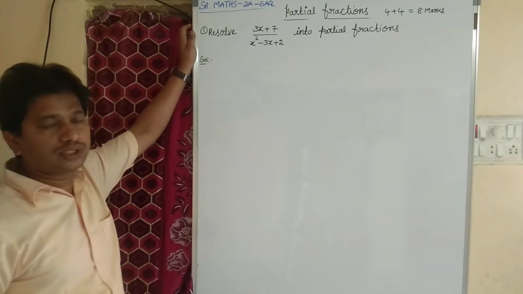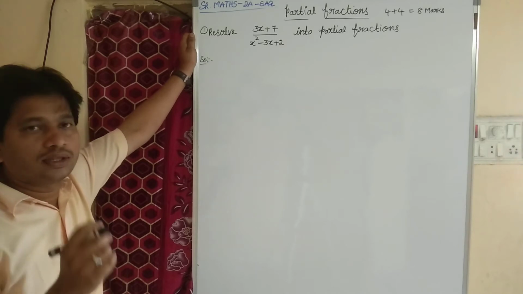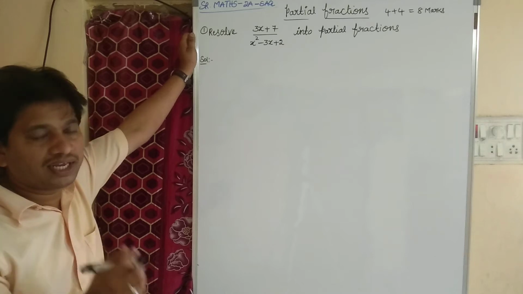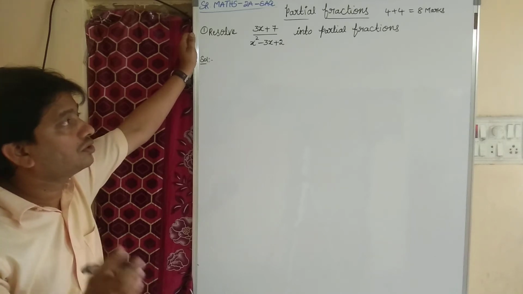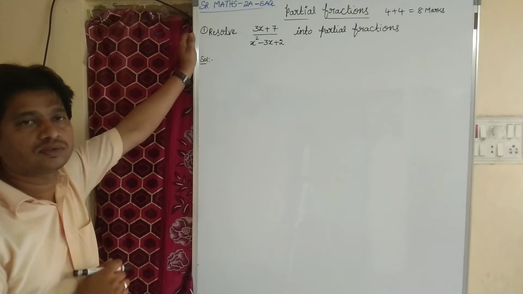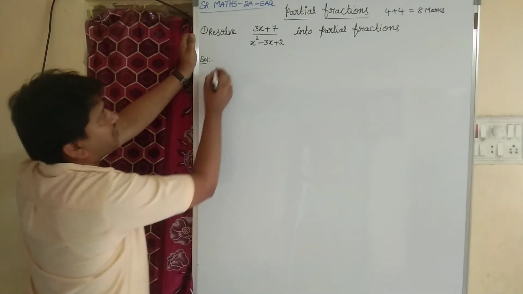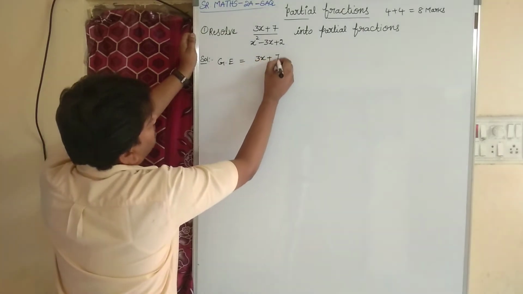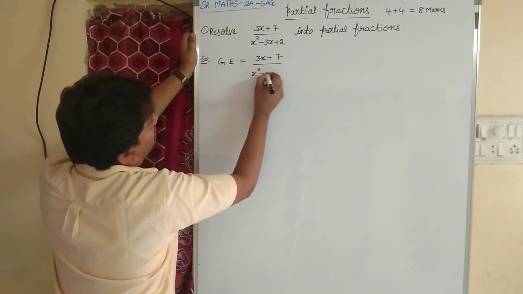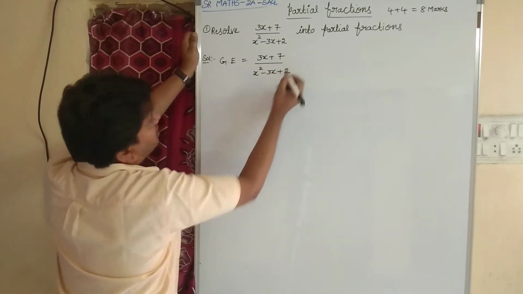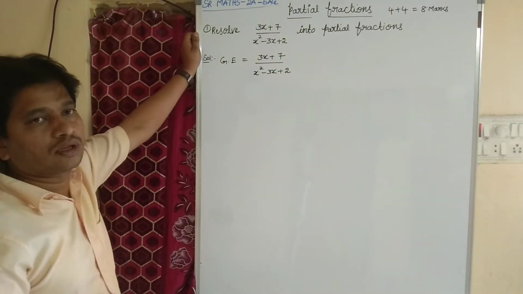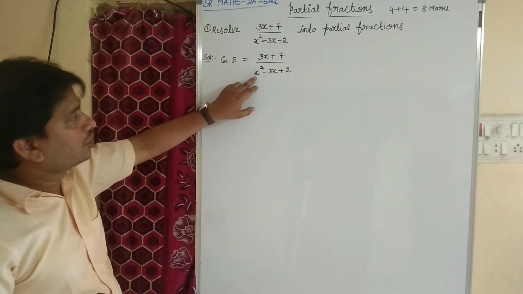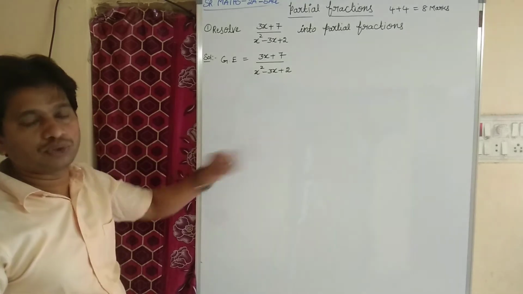See how they ask the question. Resolve 3x plus 7 divided by x square minus 3x plus 2 into partial fractions, right? So write down the general equation. The general equation is 3x plus 7 by x square minus 3x plus 2, where the numerator is 3x plus 7 and the denominator is x square minus 3x plus 2.